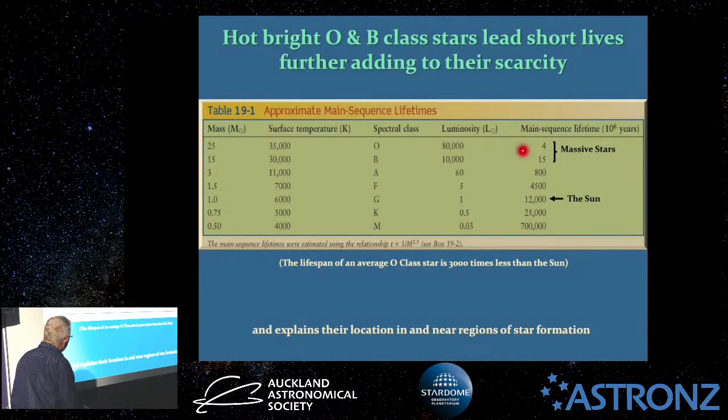So the lifespan of an average O-class main sequence star is 3,000 times less than that of our sun. Check that out. So that also goes to explain their location. Why are they very close to regions of star formation? They don't have time to go anywhere else. So that's the reason why. They hardly have time to leave the nest. Pity that didn't happen to teenagers sometimes.